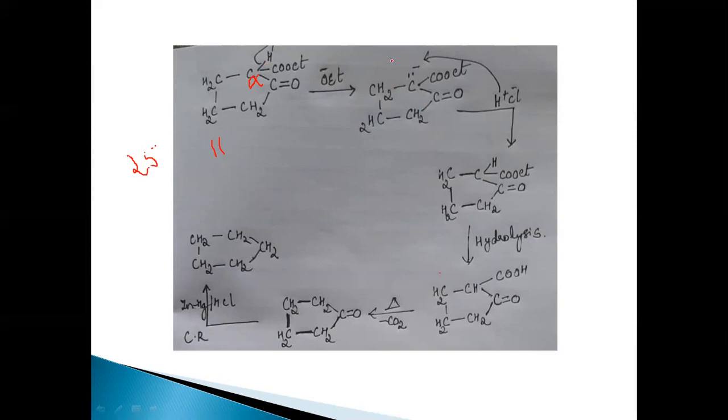So in order to neutralize this anion, this HCl is added. When HCl is added, this H is again added to this carbon, resulting in the formation of this beta keto ester. So this is the reason why we are adding an acid in this step.